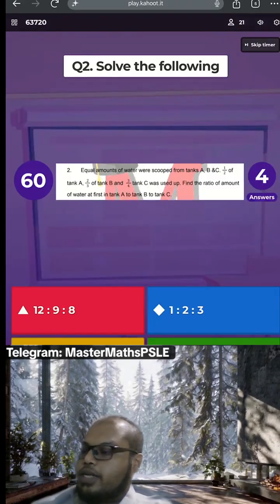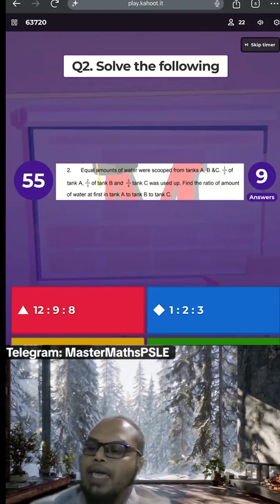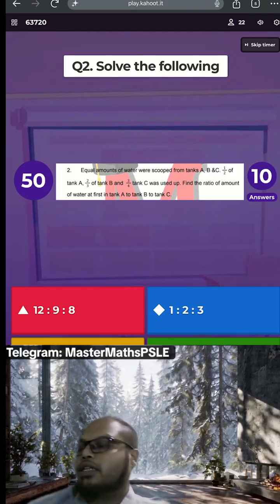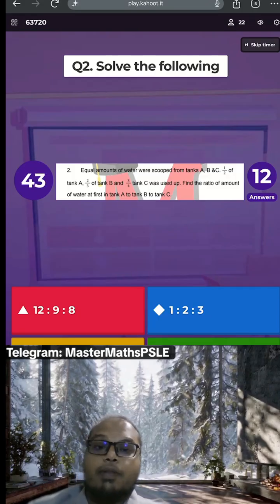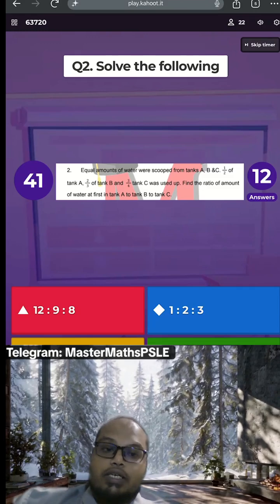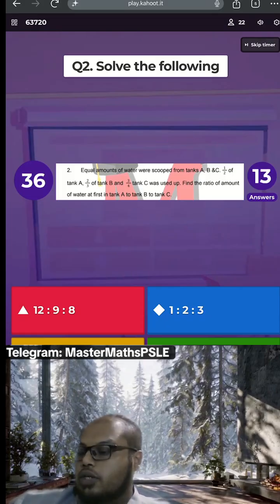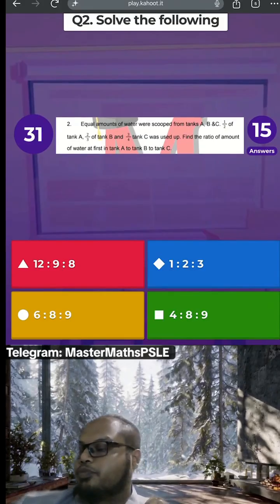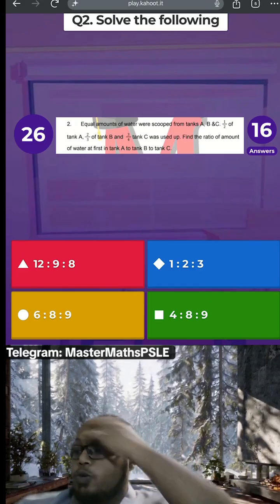In this question, they say that an equal amount of water was scooped up from A, B, and C. This is an equal fractions question. So half of A, 2/3 of B, and 3/4 of C was used up. The amount scooped up is these fractions. When they are equal, what should you do with the numerators?